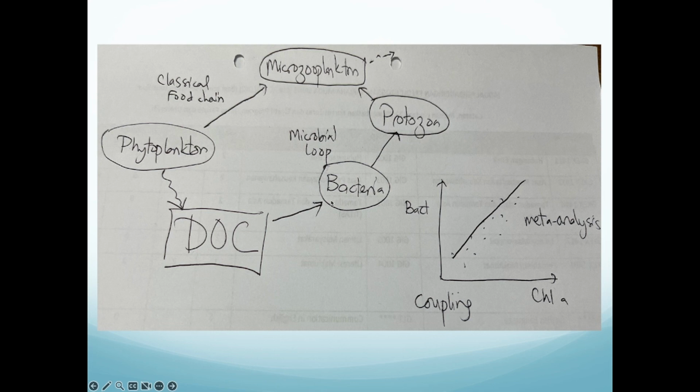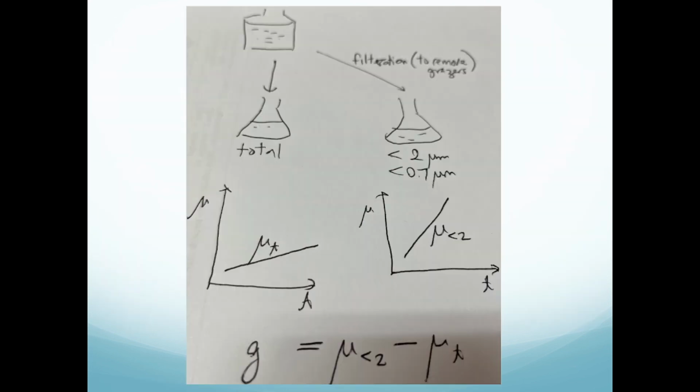After the consumption of DOC, bacteria undergoes bacterial production to produce more biomass, and this bacterial biomass is actually top-down controlled by protozoa. How can we measure this process? So one simple way is by using size fractionation, where we incubate the total seawater in one microcosm, while the others will incubate at less than 2 micron. So the filtration is to remove the grazers.